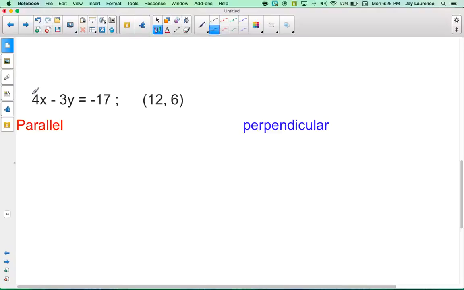All right, second example here. This time I'm in standard form, and so I'm going to find the slope, and I'm going to sing A, B, C.